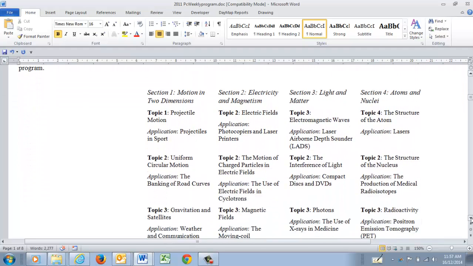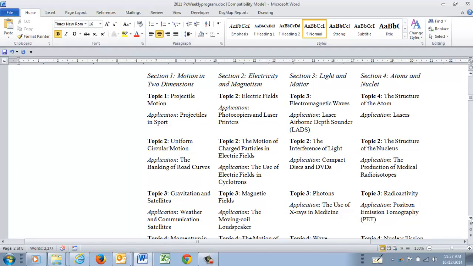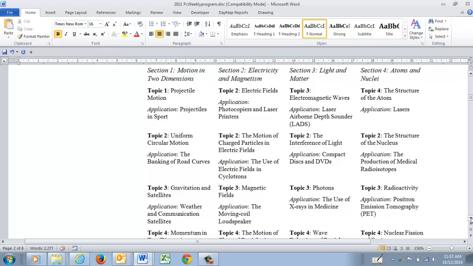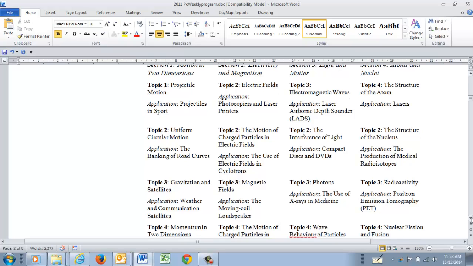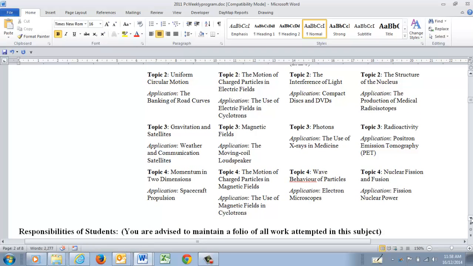Now let's quickly go over the contents of the year. We have 4 major sections that we work through: motion in 2D, electric and magnetic fields, light and matter, and atoms and nucleus. The first topic we'll be starting with is projectile motion, which we did a fair bit of last year. Then we look at uniform circular motion, some of that will be new. Gravitation and satellites is certainly fairly new. And then momentum in 2D, which will be an extension of what we did last year.